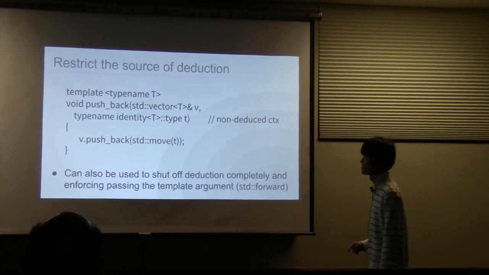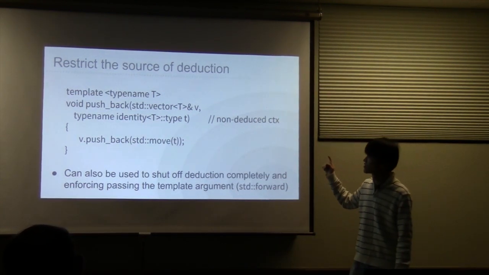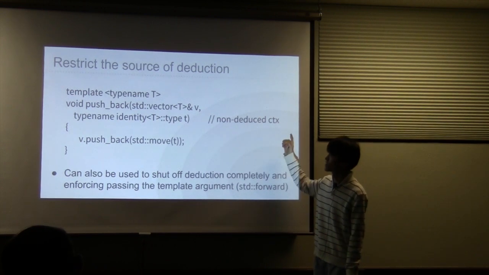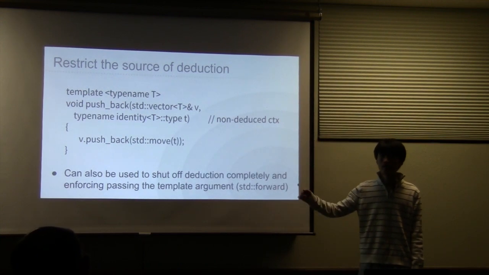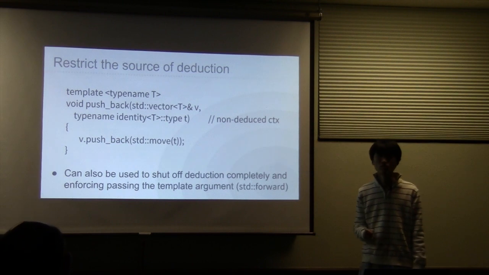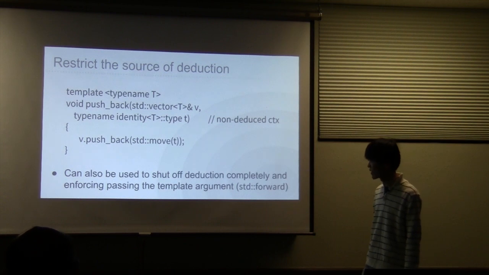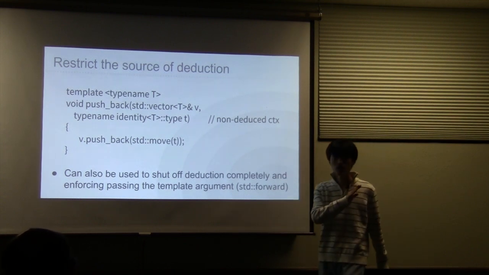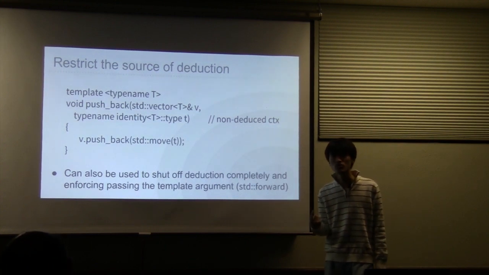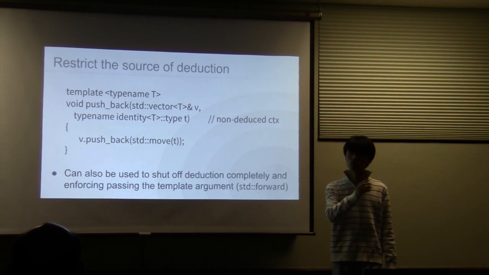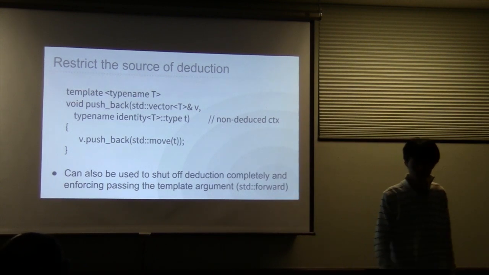Identity shines here again. Identity can disable the template argument deduction. You can put the template argument into a non-deduced context. If you want to know why, I have some references at the end of the slides. You can point to STL's talk. It can also be used to enforce the user to pass a template argument, because it's not deduced. And if you look at the definition of std::forward, that's exactly what it does.